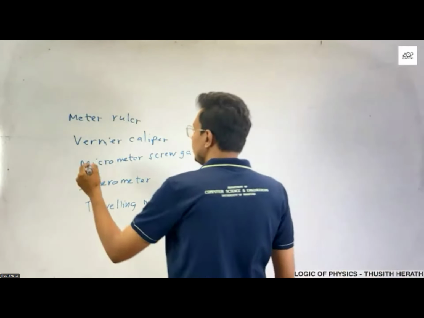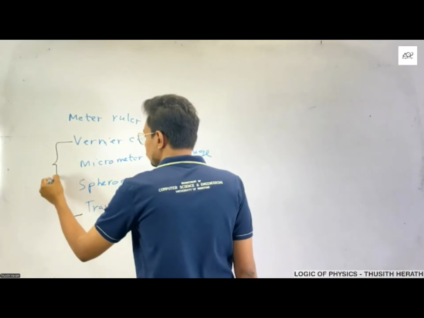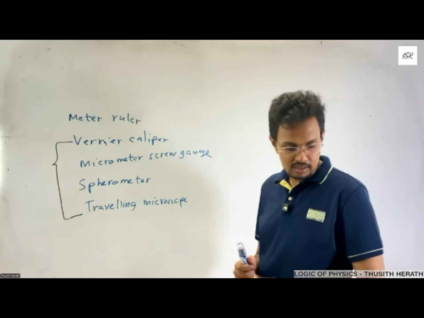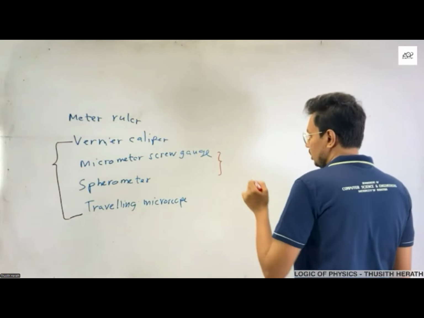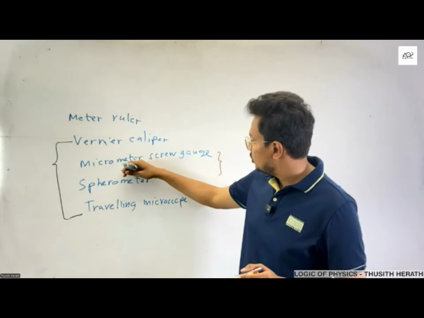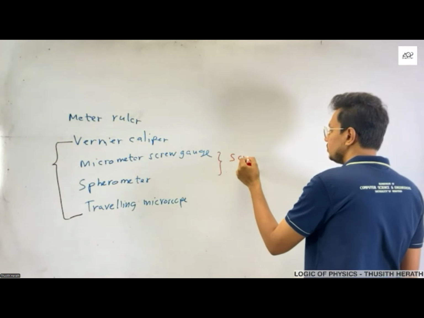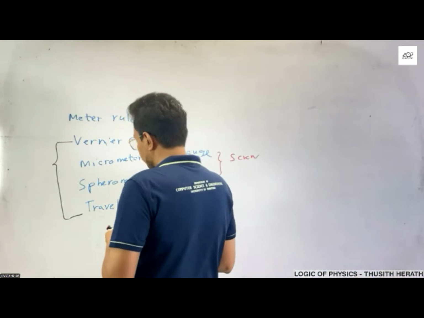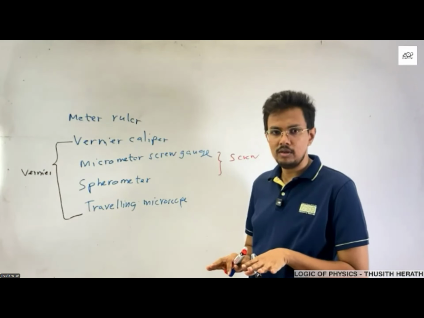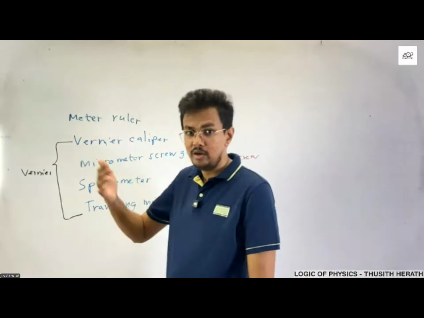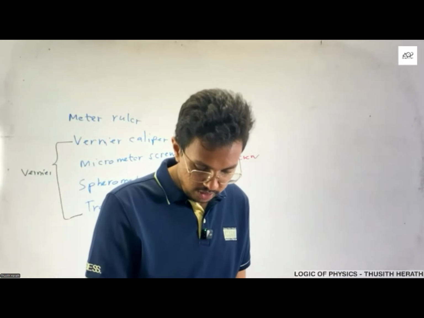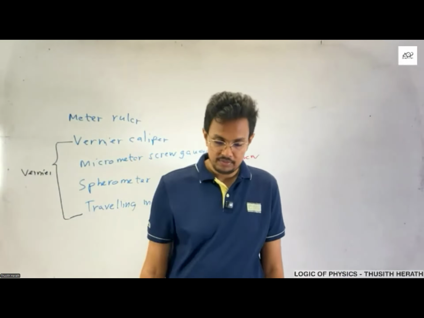Out of them, the vernier caliper and the traveling microscope are based on the Vernier principle, right? Still, you don't know what is meant by the Vernier principle, but we will discuss it now. But you have to know that the vernier caliper and the traveling microscope are based on the Vernier principle, and the micrometer screw gauge and the spherometer are based on the screw principle. What about the meter ruler? There's nothing. Nothing is based on to build the meter ruler. Meter ruler is the meter ruler. Right. So first we are going to discuss the meter ruler. Okay. Let's move to the topic meter ruler. And there's a diagram of the meter ruler.